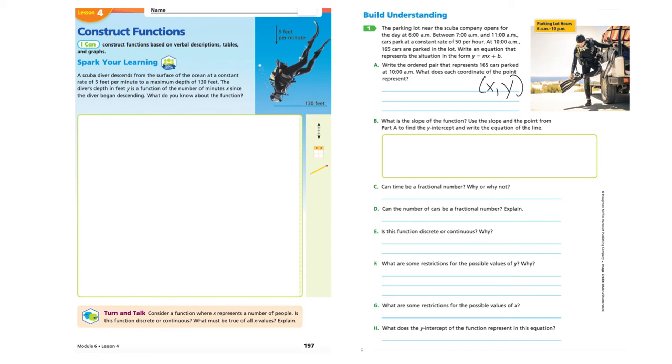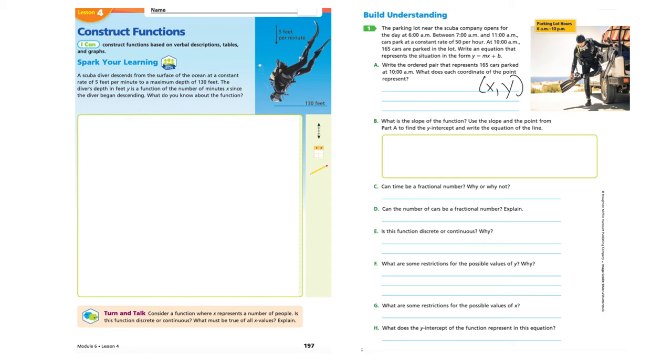So write the ordered pair that represents 165 cars parked at 10 a.m. What is the x coordinate, what is the y coordinate, what is that telling you? B, what is the slope of the function? Use the slope and the point from part A to find the y-intercept and write the equation of the line. So they tell you to do it up here, but really this is where you'll write that equation, the y equals mx plus b equation.